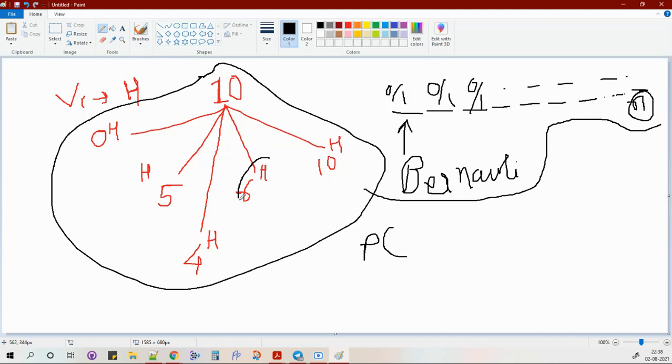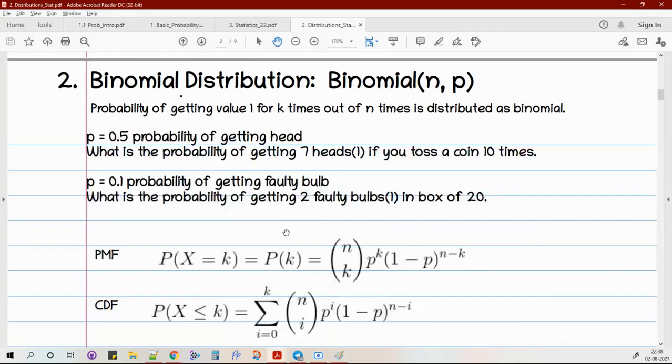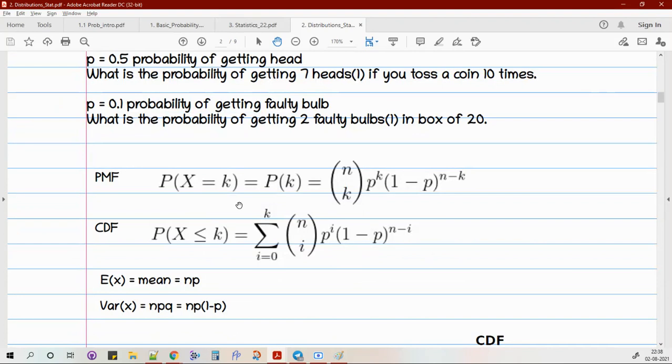what is the probability that I will get 6 heads, right? If I'm tossing a coin 10 times, and Virat is saying head every time, what is the probability that X equals 6? Capital X equal to k. Okay, k is nothing but 6. What is the probability that I will get 6 heads out of 10? So that is defined by this formula: n choose k, p to the power k, times 1 minus p to the power n minus k.